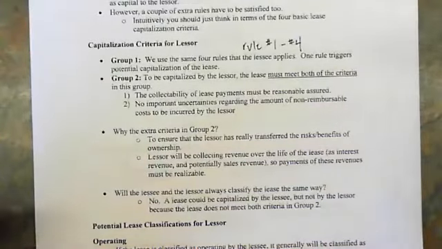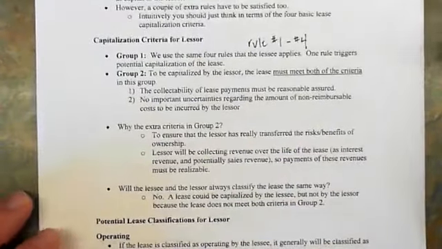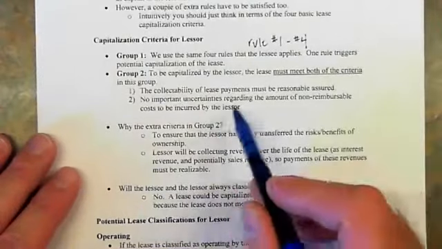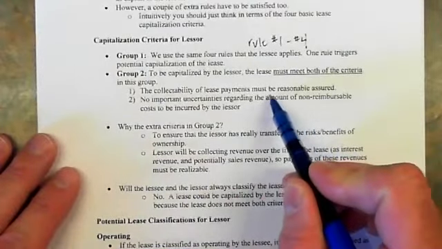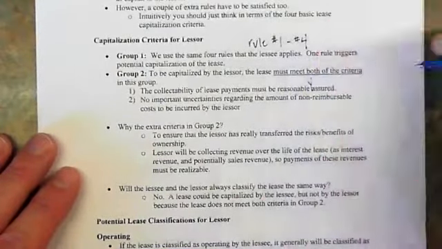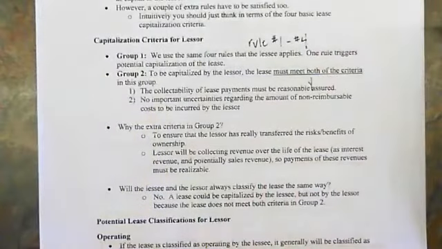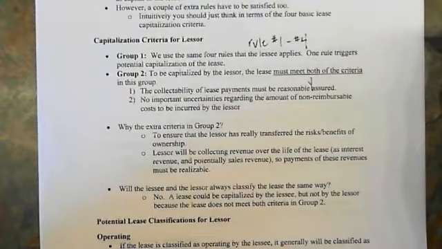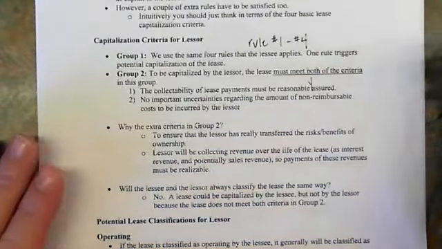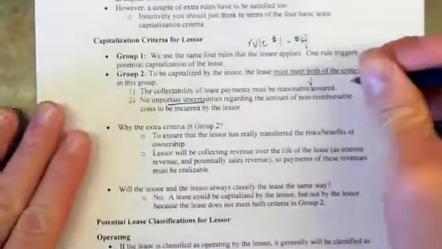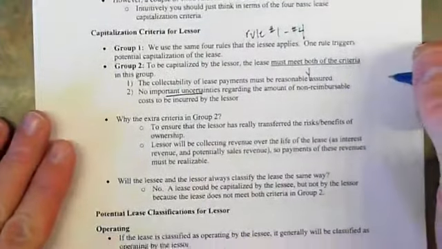But in order to be capitalized by a lessor, we have a couple of extra criteria. And like I said, these criteria are important for revenue recognition. We have to make sure that the collectability of the payments is reasonably assured. We also have to make sure that there are no important uncertainties regarding the amount of costs that the lessor will incur. So we want to get rid of uncertainties and have assurance of payments.